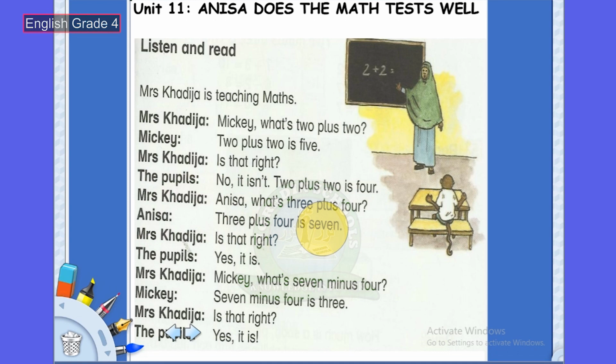Mrs. Khadija, is that right? Is that right, students? The pupils said, yes, it is right.